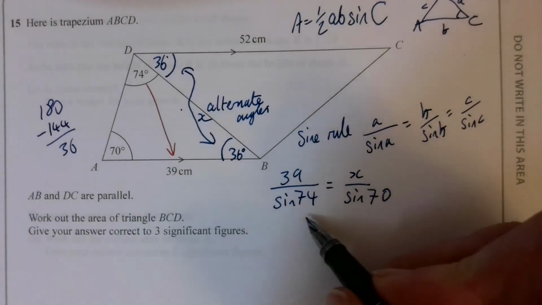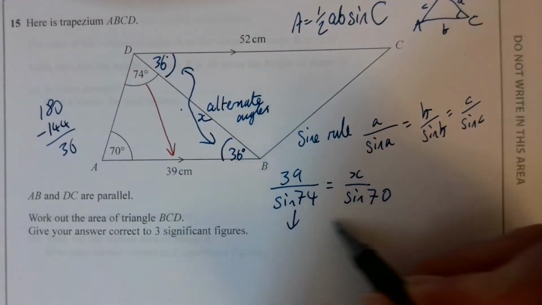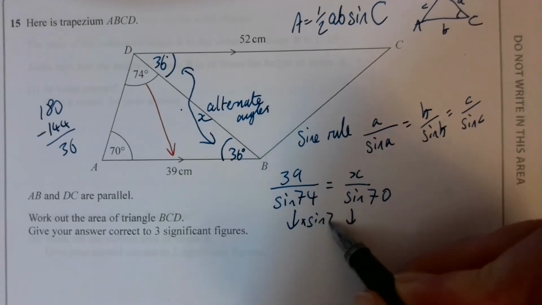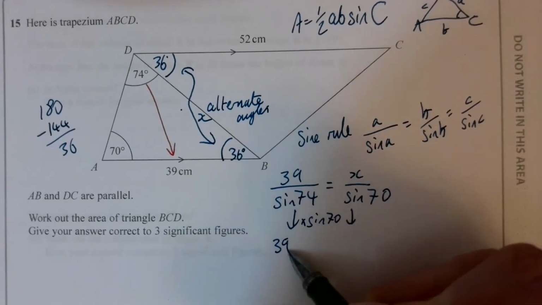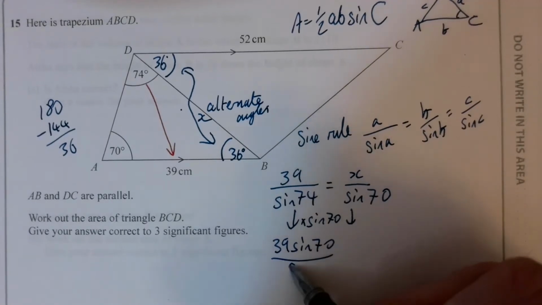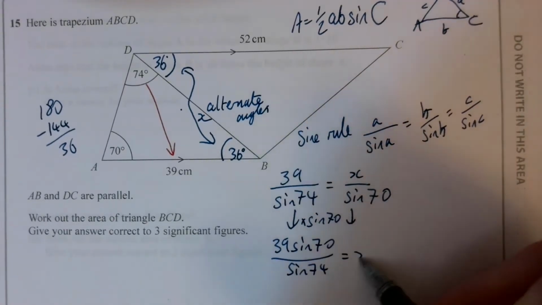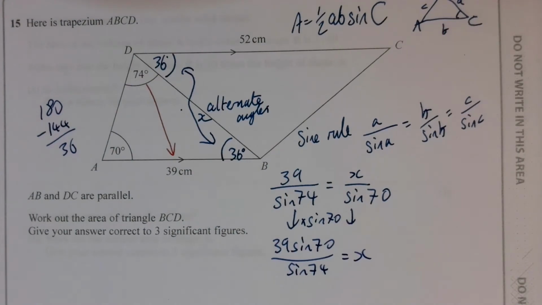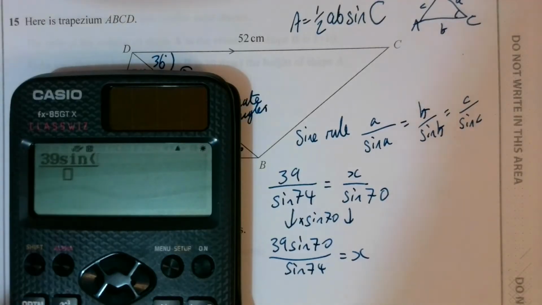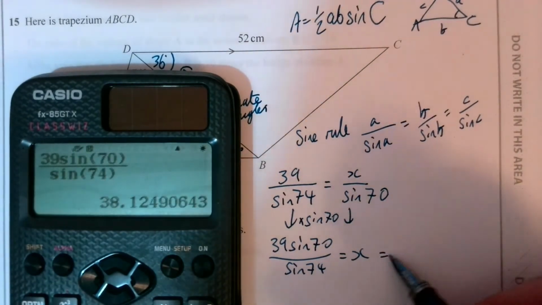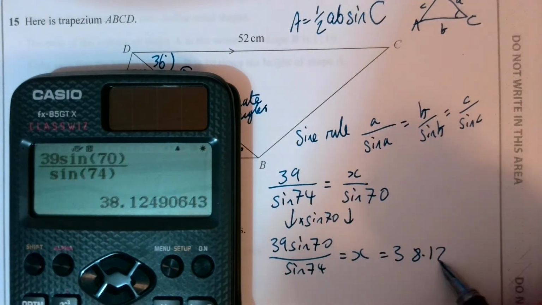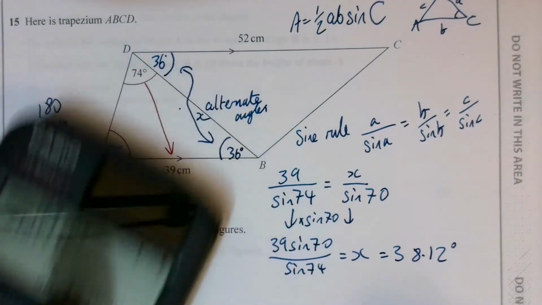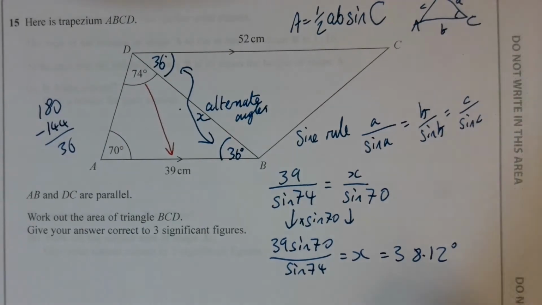Then a fairly simple bit of rearrangement: multiply both sides by sin 70, and I get 39 sin 70 over sin 74 is equal to x. Now you have to be a little bit careful putting it into the calculator, because when you open up the sin you get a bracket. You've got to close that bracket, then go down below sin 74, close the bracket, press equals, and I get 38.12 degrees.